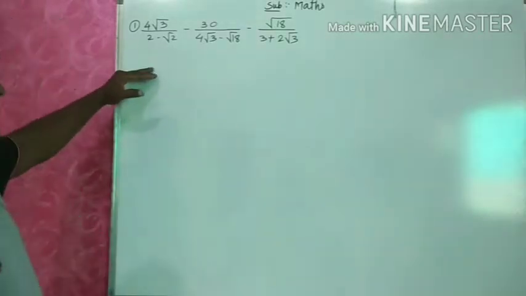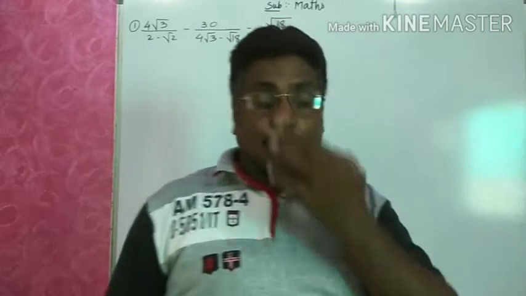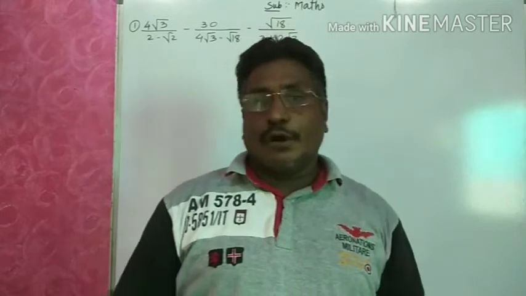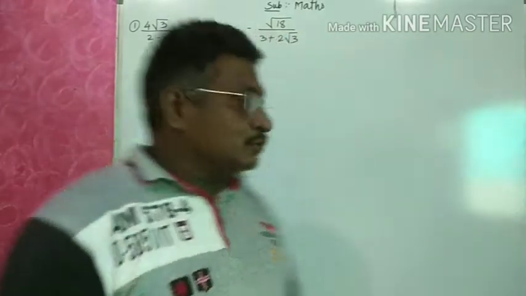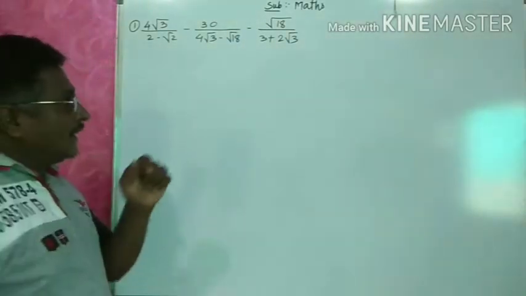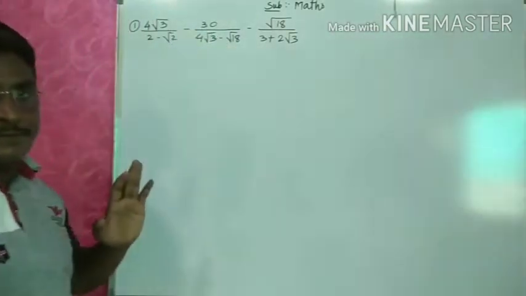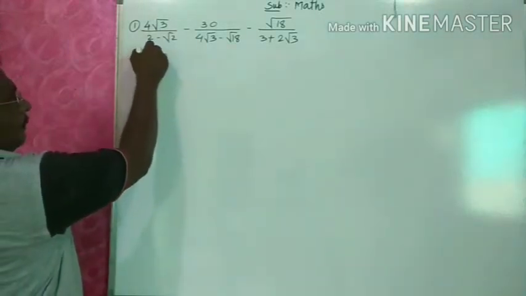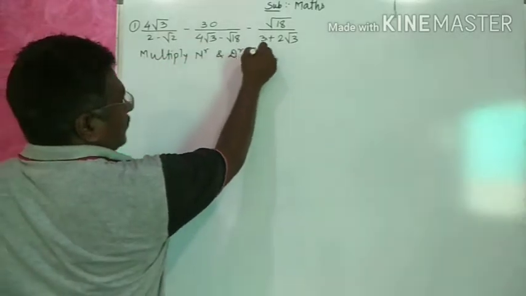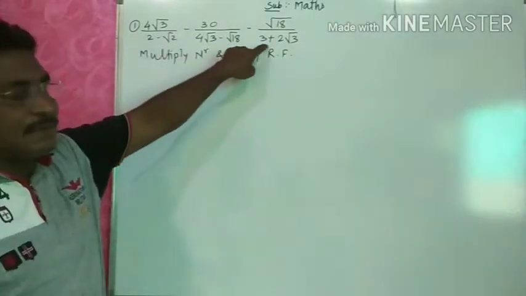Already I gave the message on what has to be done. So here there are three terms. In the last example there were 5 terms, and those 5 terms we solved by the rationalization method. In the same way here 3 terms are there: 1, 2, 3. So the 3 terms have to be solved separately by rationalizing. Each term has to be rationalized. So what has to be done? Multiply numerator and denominator by the rationalizing factor. Each term's rationalizing factor is different.